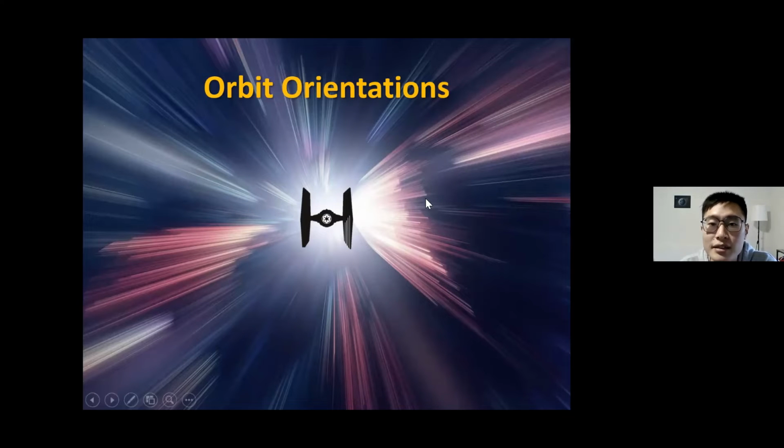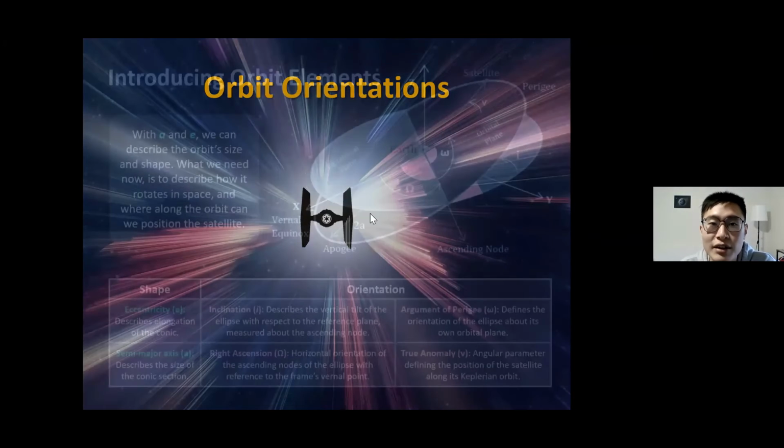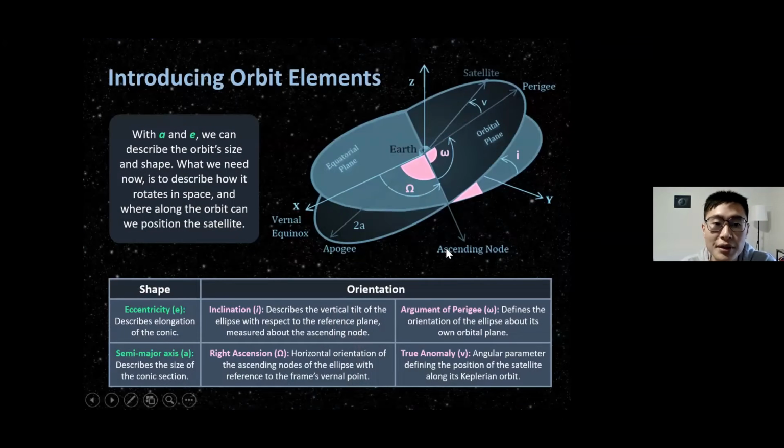All right. So that kind of leads into the next part of the sharing, which is the orientation of the orbit, right? So we've talked about the shape, eccentricity, and semi-major axis. So right now we want to talk about how we orient the orbit in space. This is a diagram that you'll probably very commonly see in most astrodynamics textbooks.